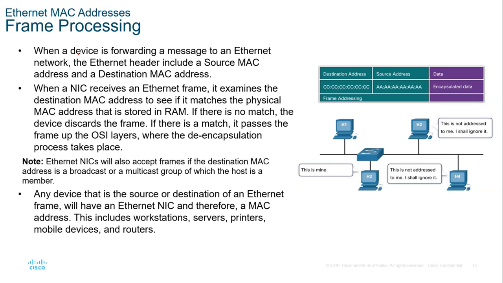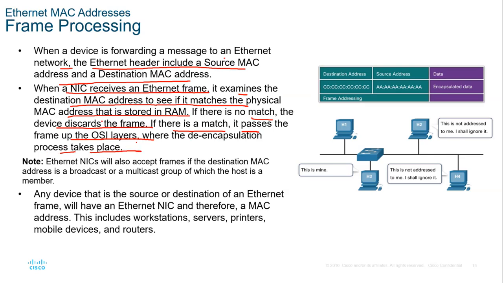So frame processing: when a device is forwarding a message to an Ethernet network, the Ethernet header includes the source and destination MAC address. When the network interface receives an Ethernet frame, it examines the destination MAC address to see if it matches the physical MAC address that is stored in RAM. If there is no match, the device discards the frame. If there is a match, it passes the frame up the OSI layers where the encapsulation process takes place.